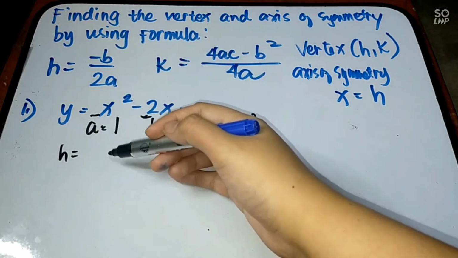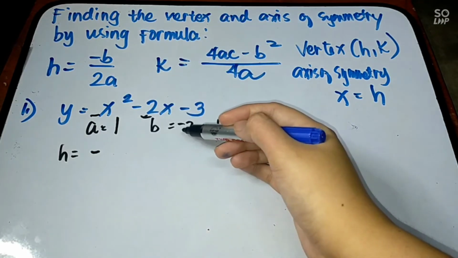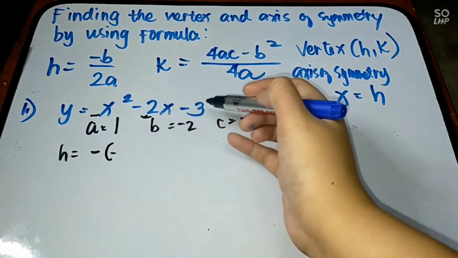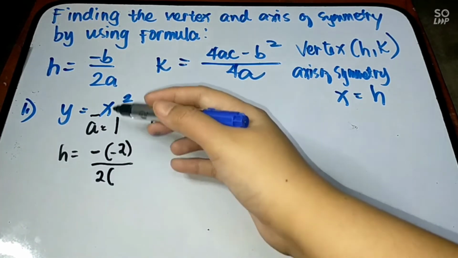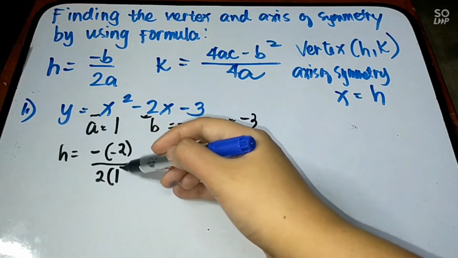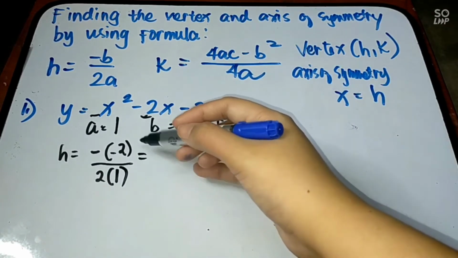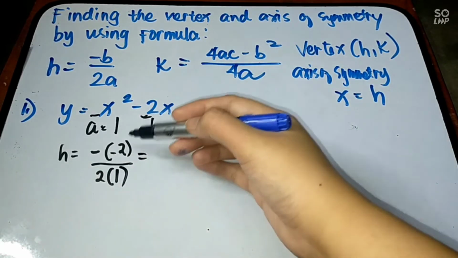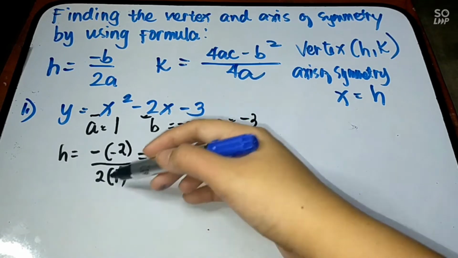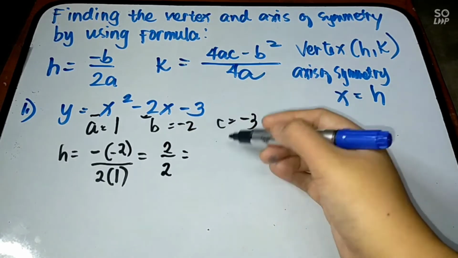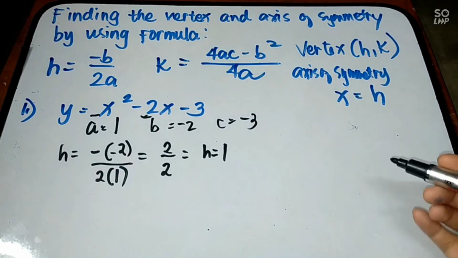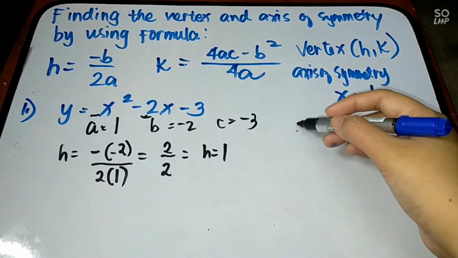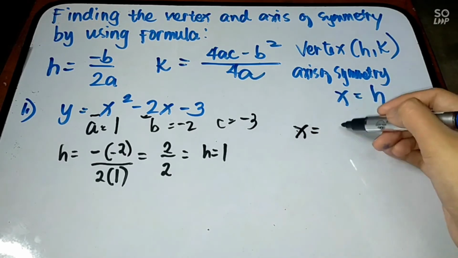Ang H natin, we have here negative times negative 2 over 2 multiplied yung A mo, which is 1. Substitute lang. So, we have here negative times negative 2, the answer is positive 2, over 2 times 1, the answer is 2. Then, your H is equal to 1. That is it. Meron ka nang H. So, therefore, ang axis of symmetry mo dito, x is equals to 1.